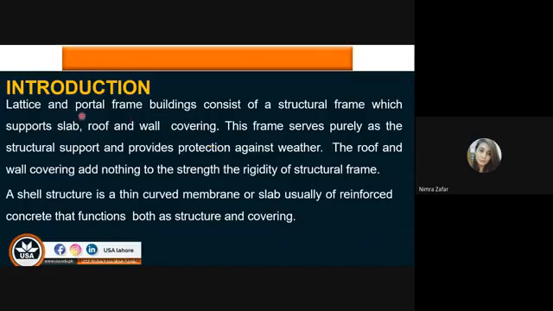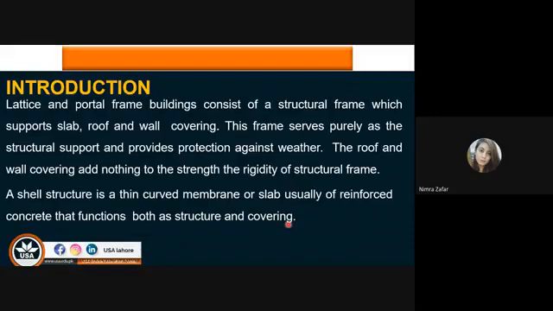Introduction of the shell structures. Lattice and portal frame buildings consist of a structural frame which supports slab, roof, and wall covering. This frame serves purely as the structural support and provides protection against weather. The roof and wall coverings add nothing to the strength and rigidity of the structural frame. A shell structure is a thin, curved membrane or a slab, usually of reinforced concrete, that functions both as structure and as covering. What conventionally happens?